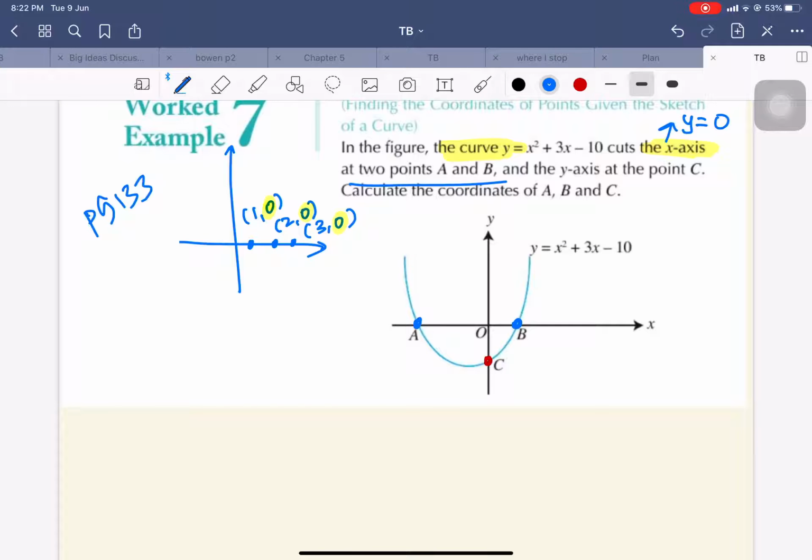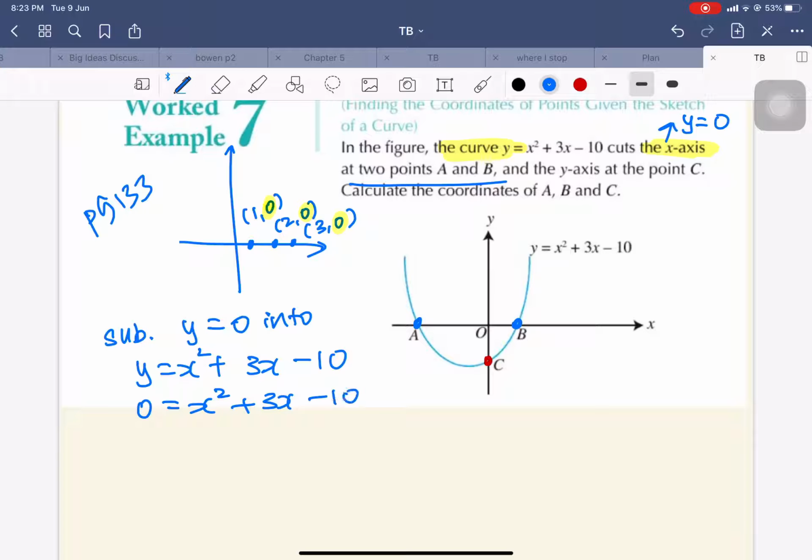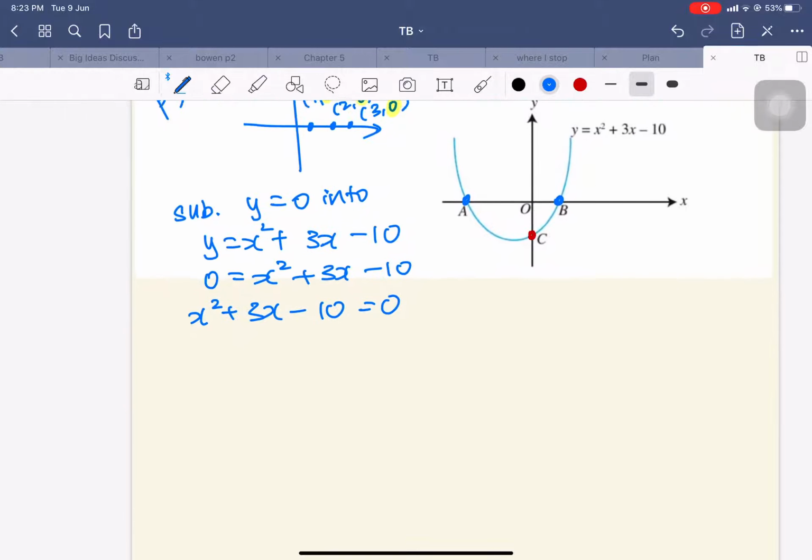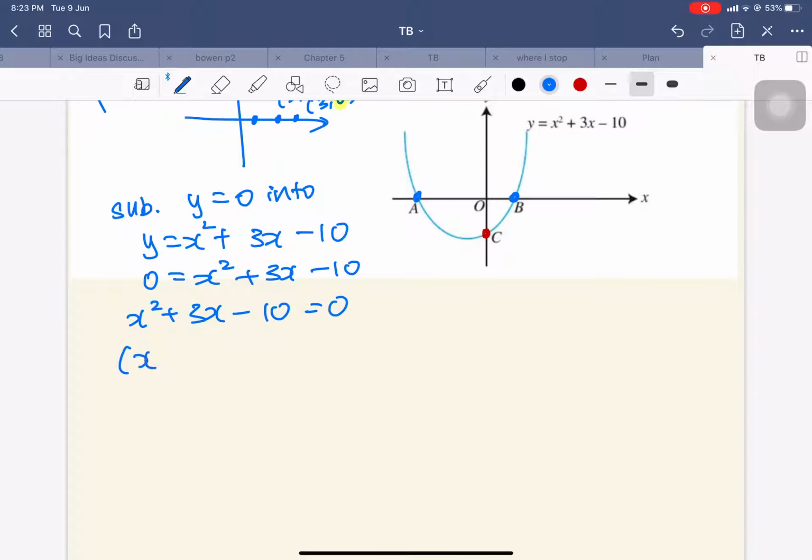So how do I find the 2 points A and B? Okay, I sub y equals 0 into the equation. Okay, so if y is 0, now this is your quadratic equation. To solve a quadratic equation, I use my frame. Okay, so I will skip the frame. Okay, you should have learned this already.